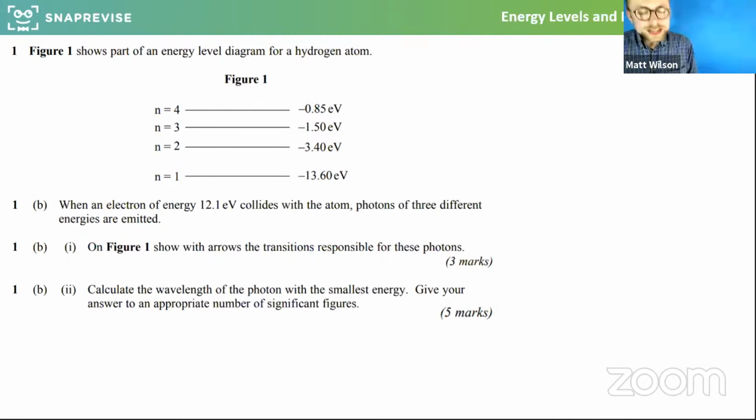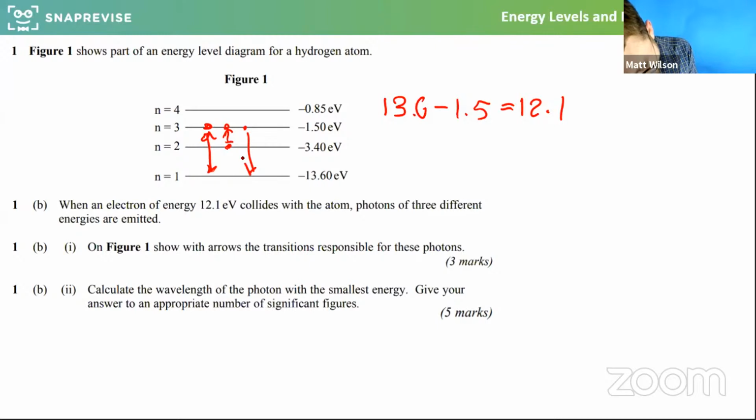Exactly. So you've just got to find the energy gaps which are less than 12.1 electron volts. So if we take a look here, 13.6 minus 1.5 would be equal to precisely 12.1. Good. So we could definitely fall from here to here. This would be an energy gap of the right size. Now, of course, we could do smaller ones as well. So for example, we could be at n equals 3 and fall to n equals 2, or we could be at n equals 3 and fall to n equals 1.